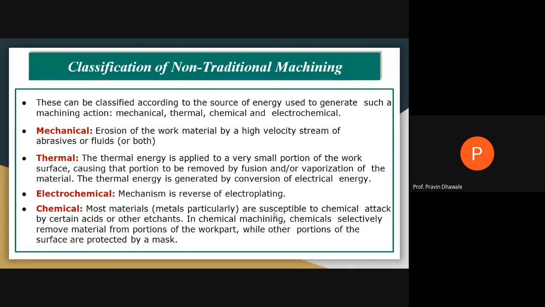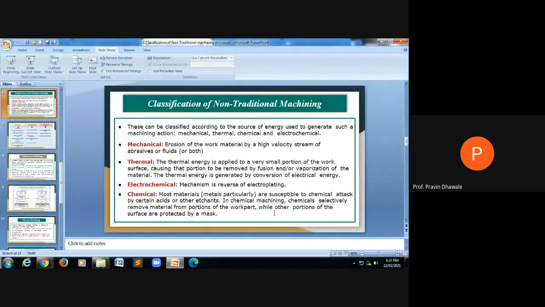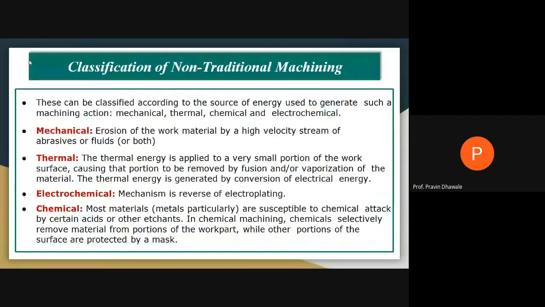Electrochemical machining. In electrochemical machining, it requires a combination of electric energy as well as chemical energy. So material is removed by the process of chemical reaction as well as electrical energy. EDM, ECM, these are certain examples, right? In chemical machining, we require etchants or acid to remove the material from the workpiece.